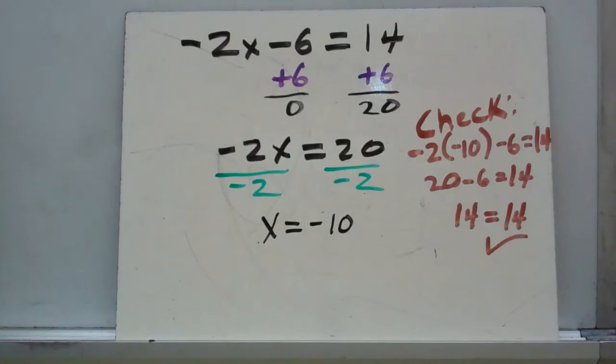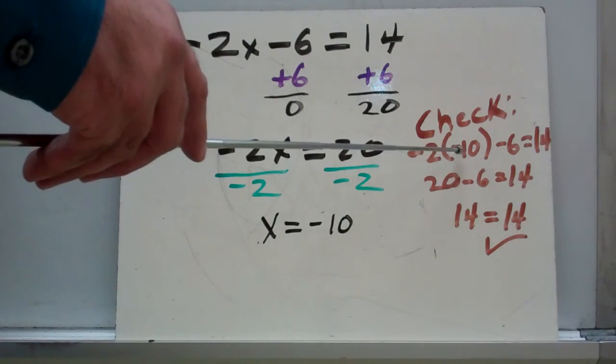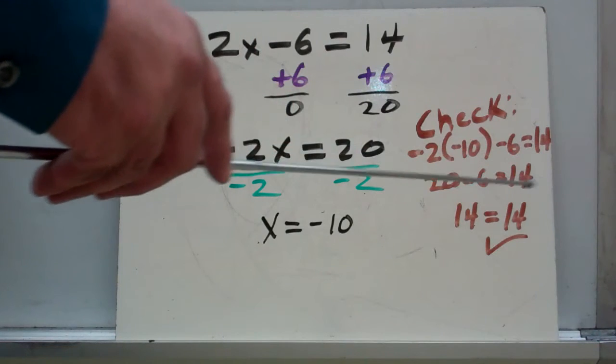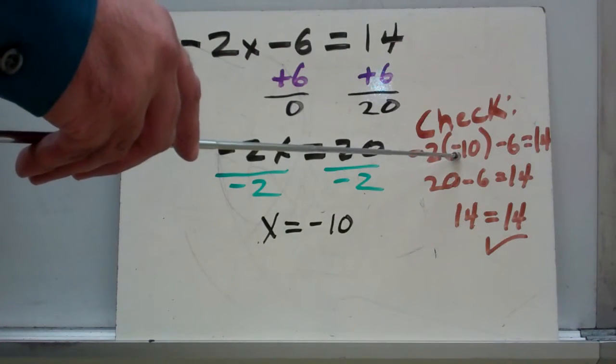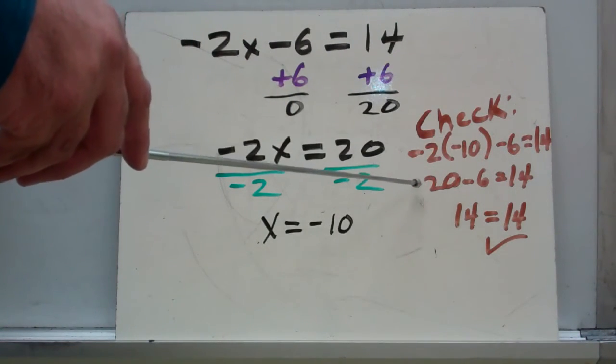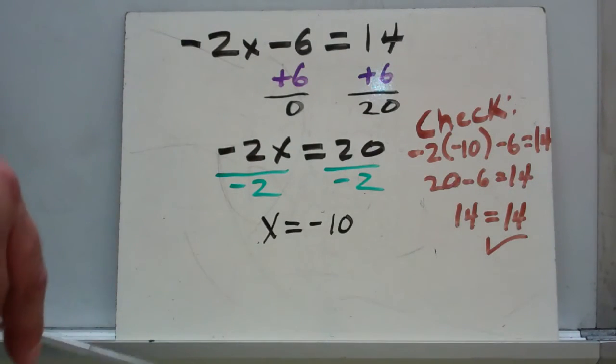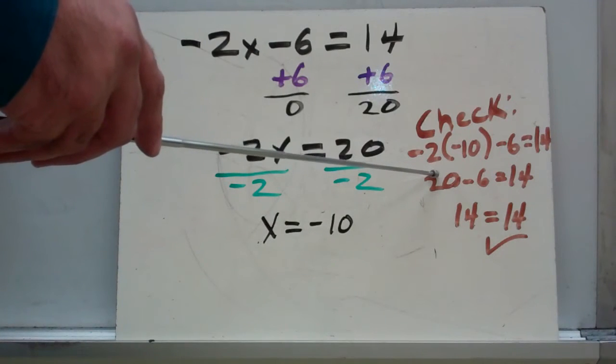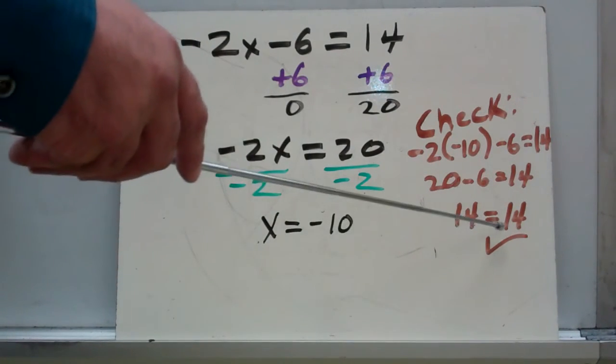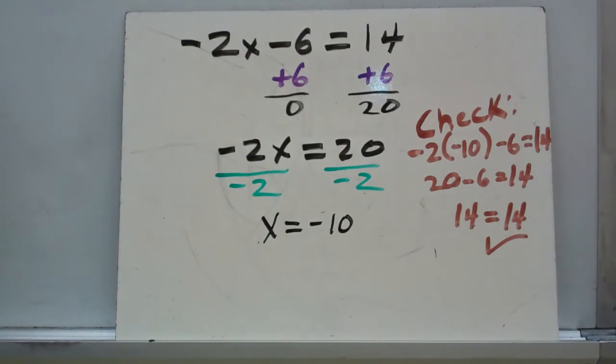Let's double check that. Negative 2, and replace x with negative 10, minus 6 is 14. Negative 2 times negative 10, negative times a negative is a positive, leaves me with positive 20 minus 6, and that's 14. 20 minus 6 is 14, and 14 is equal to itself. So that one works out good.